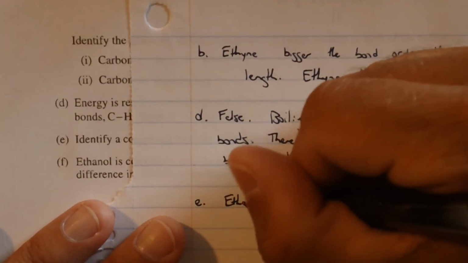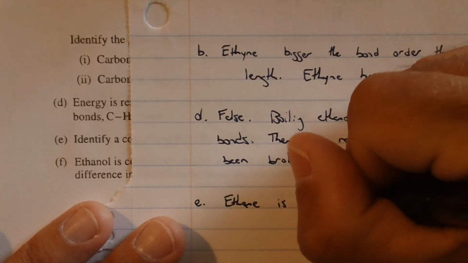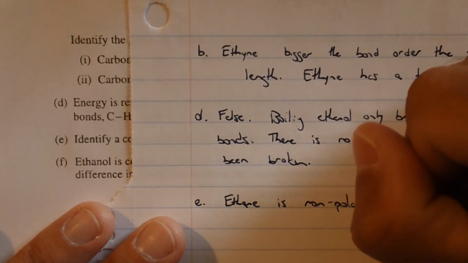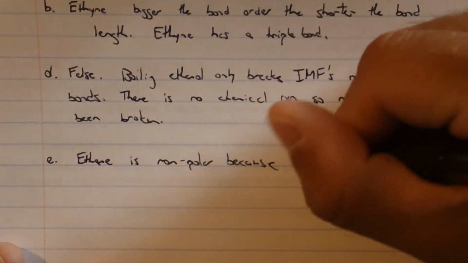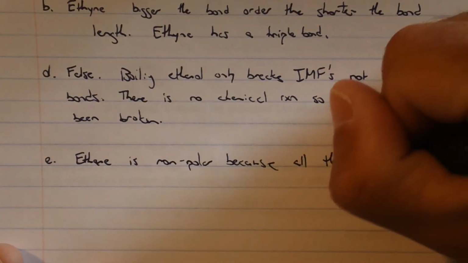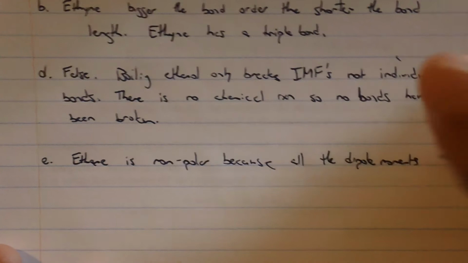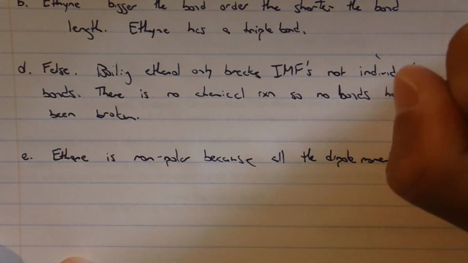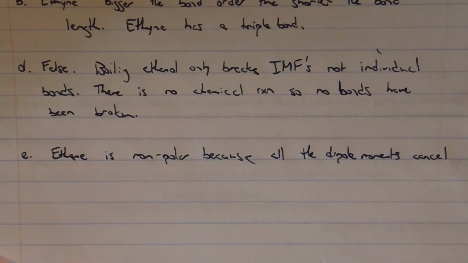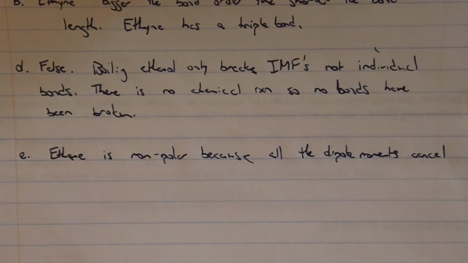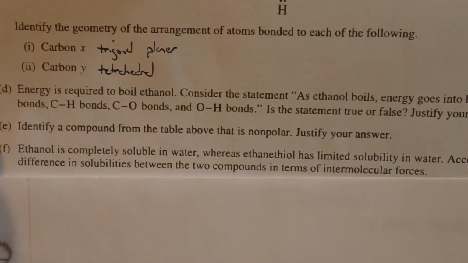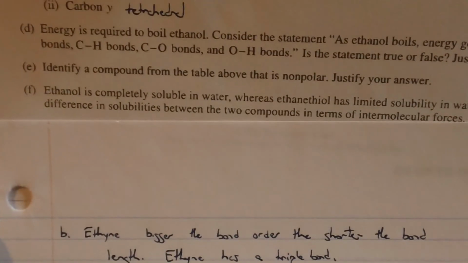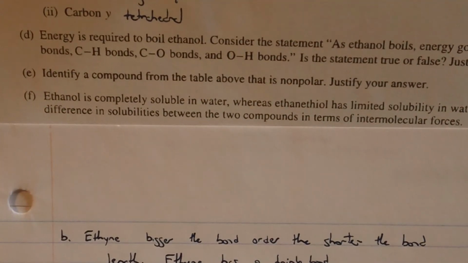Ethane is nonpolar because, and this is the explanation over and over, because all the dipole moments cancel. That is your go-to verbiage there. All the dipole moments cancel. That's why ethane is nonpolar. And then ethanol is completely soluble in water. Ethanethiol is limited solubility. Account for the difference in the solubilities.